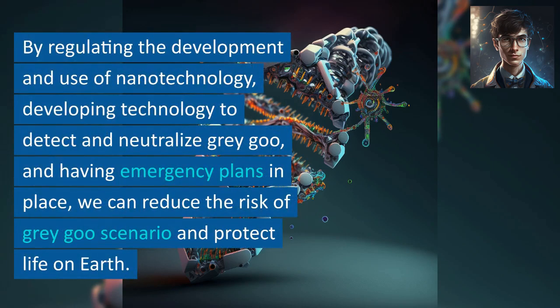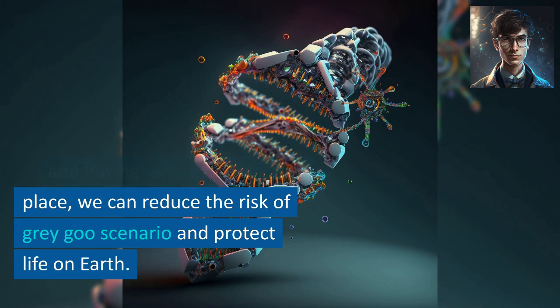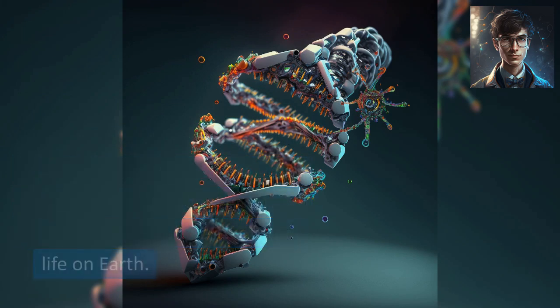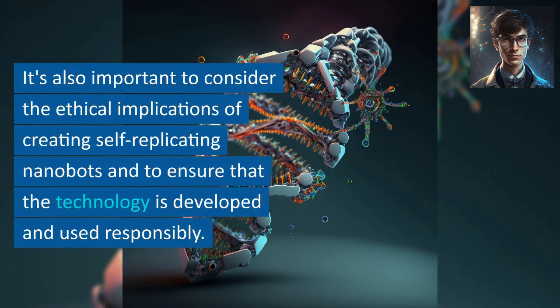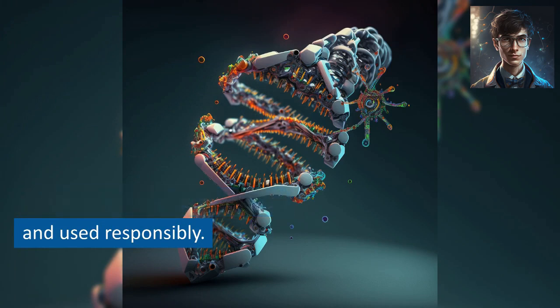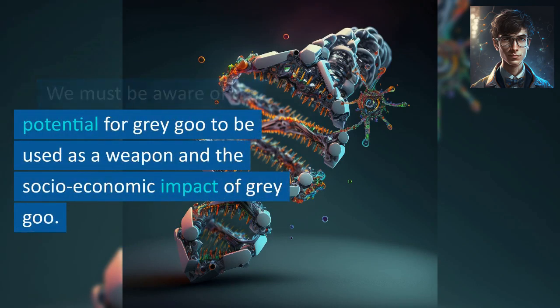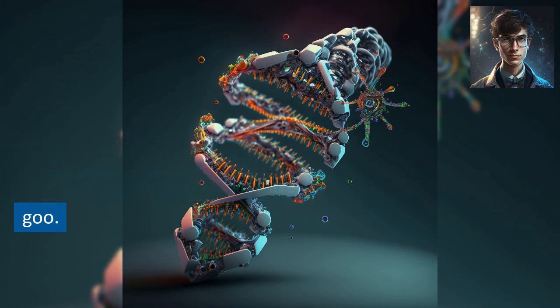By regulating the development and use of nanotechnology, developing technology to detect and neutralize grey goo, and having emergency plans in place, we can reduce the risk of a grey goo scenario and protect life on Earth. It's also important to consider the ethical implications of creating self-replicating nanobots and to ensure that the technology is developed and used responsibly. We must be aware of the potential for grey goo to be used as a weapon and the socio-economic impact of grey goo.